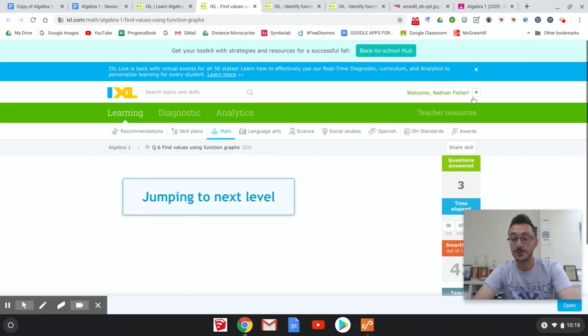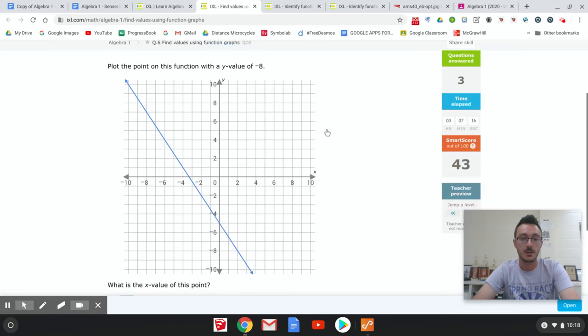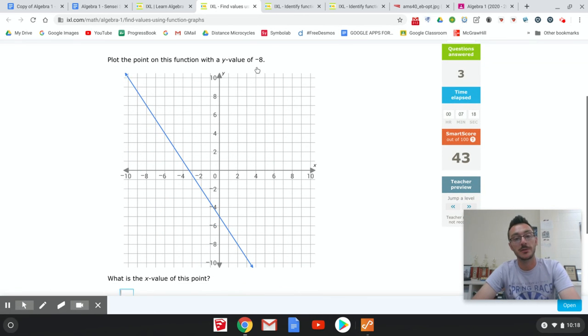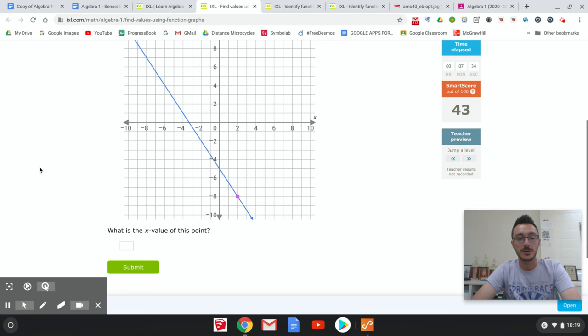Let's jump forward again. Plot the point with a y value of -8. So you got to be careful and read what they give you up here. So y value means I'm going up or down now. So I'm going down to -8. And then I got to look how far left or right I go until I'm on their line. I plot the point again. And then I realize I'm at the x value of 2. So I can follow my cursor up there. And I can type in 2, that's the x value, and hit submit.